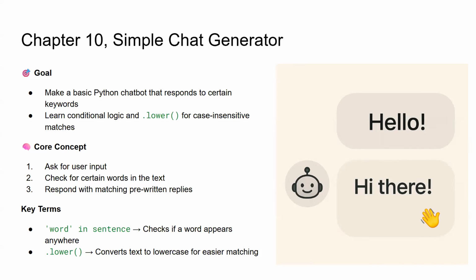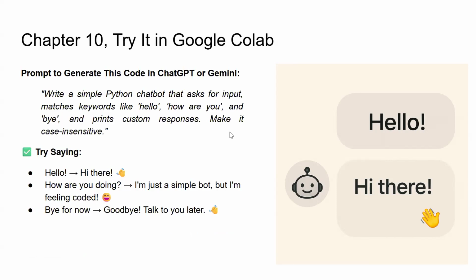Then you want to check if there is a certain word in that sentence, and based on that, try to reply. You lowercase it because you want to ensure everything is in the same case, so it's not case sensitive. For instance, you say hello, and the reply would be hello, hi there. Then you say how are you doing, and they say, I'm feeling good. Bye for now, goodbye, and things like that.